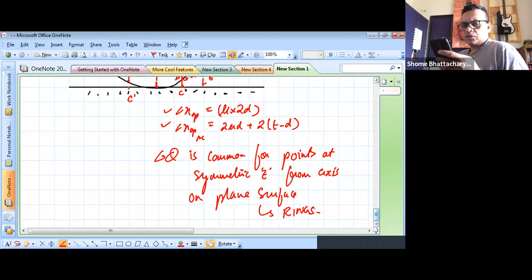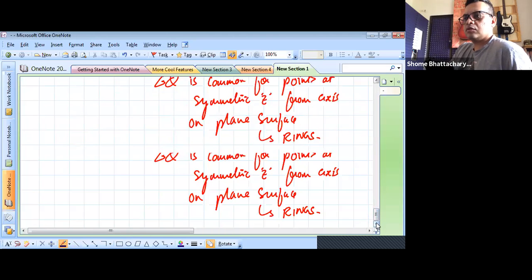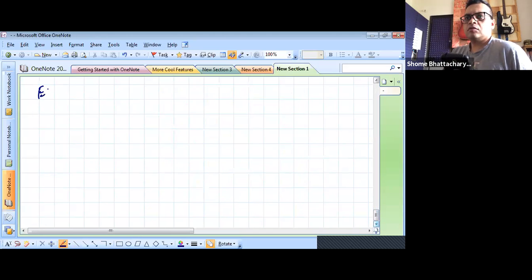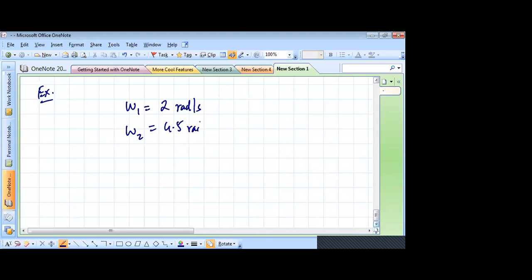Okay, so let's discuss. So let's come to the next question. This is saying that there are 2 solid bodies which rotate about a stationary and mutually perpendicular axis with constant angular velocity. This and this. So omega 1 is equal to 2 radians per second, and omega 2 is equal to 4.5 radians per second.